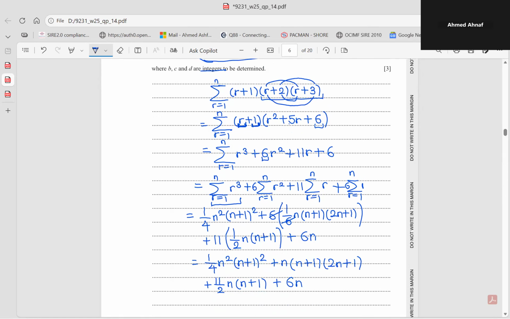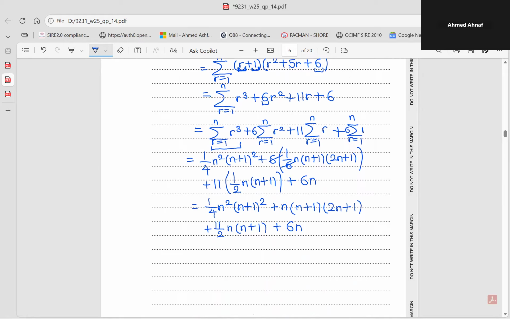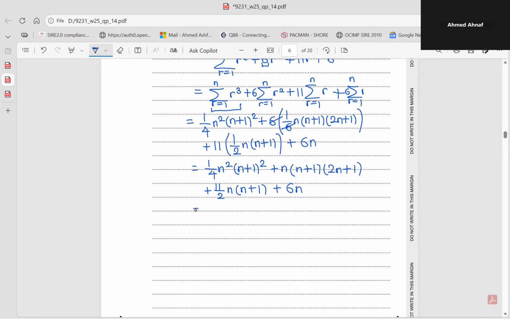All right, let's see what the required result that we have to show tells us. You can see that they clearly factored out a 1 over 4n. So let's see whether we can factor that out here. All the terms have at least one n, so we can definitely factor that out, and all of them have a constant term, so we can definitely factor out 1 over 4n.